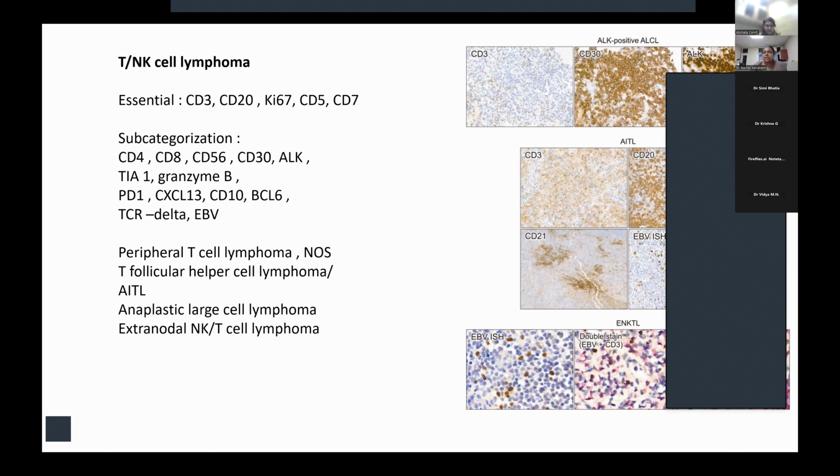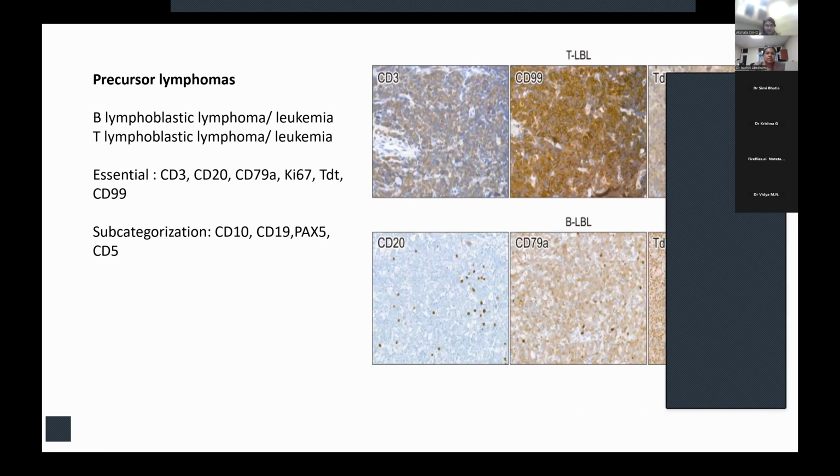Coming to precursor lymphomas, the precursor lymphomas are the B lymphoblastic lymphoma/leukemia and T lymphoblastic lymphoma/leukemia. So if on morphology the cells appear very blastoid or very immature, in order to pick up these tumors, along with the initial panel of CD3, CD20, and Ki67, you have to put in additional immature cell markers, that is TDT and CD99, to arrive at a diagnosis.